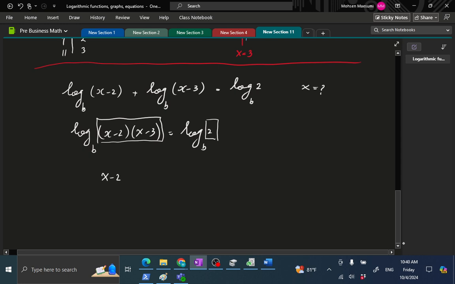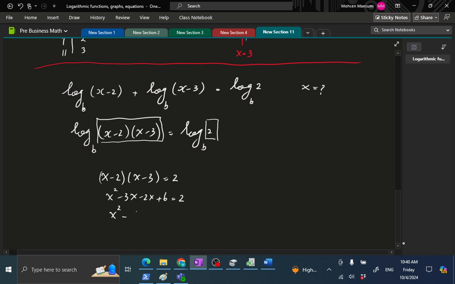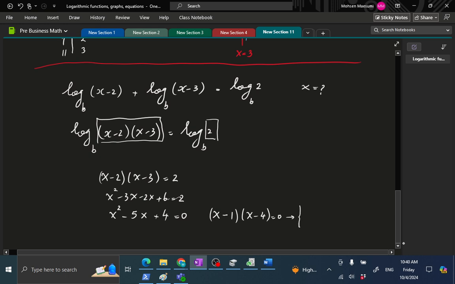So at this point, we say x minus 2 times x minus 3 is equal to 2. I multiply, this becomes x squared minus 3x minus 2x plus 6 is equal to 2. I collect my x's, x squared, this is minus 5x. Subtracting 2 from 6 gives me a 4. Then I can factor this. If I couldn't, I'll just use the quadratic formula. So x minus 1 times x minus 4 equal to 0. This gives me two answers. x can be 1 and x can be 4.